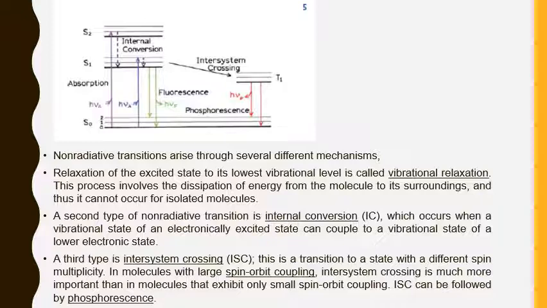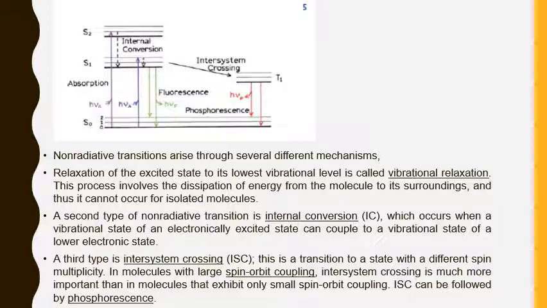So one thing we should realize is that relaxation is possible through vibrational relaxation, but the important thing is that this is possible only with dissipation of energy from the molecule to the surroundings. If there is no surrounding, this cannot happen. We can even characterize the presence of surroundings by observing this type of relaxation in any system, in any place.